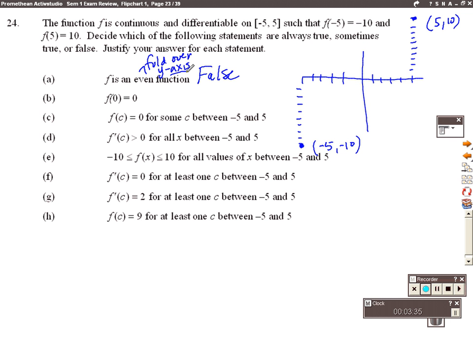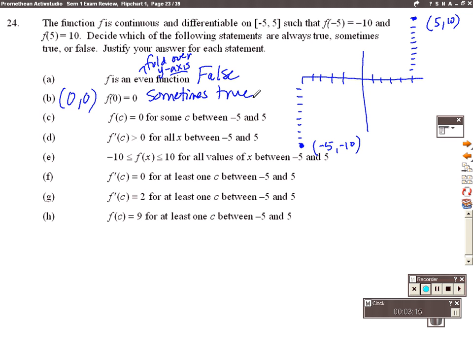This one's false. B says when x is 0, in other words, it's saying you have the point 0, 0 on your graph. Well, it's possible the graph could go through 0, 0, so I would say sometimes true, but not necessarily always true.